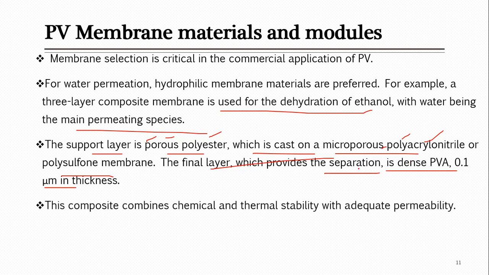The composite combines here chemical and thermal stability for adequate permeability. This composite which you use combines chemical and thermal stability, as well as providing the support. Chemically, it should not react with the layer which you are using on top. It should not be reactive even with the hydrocarbon or chemical which you are separating. It should only be used for the separation, or allow only water to pass through this.